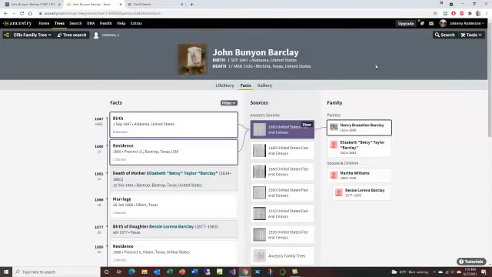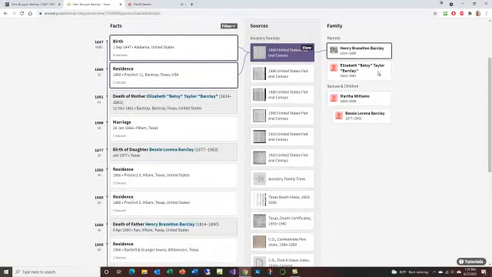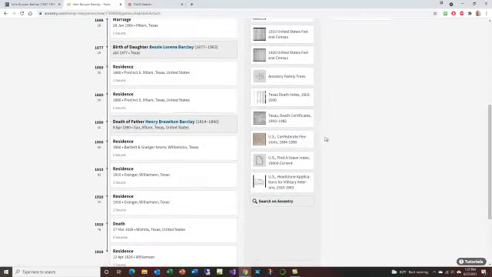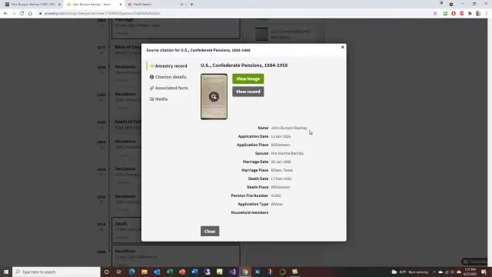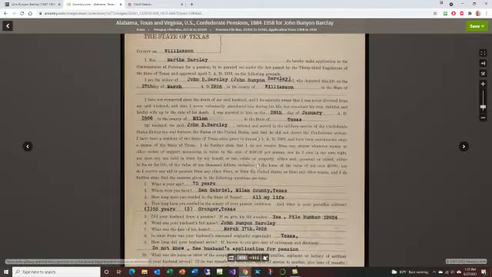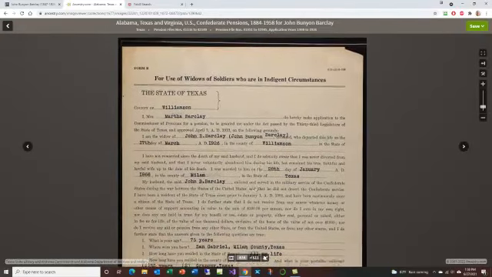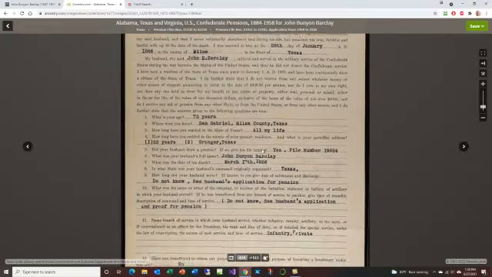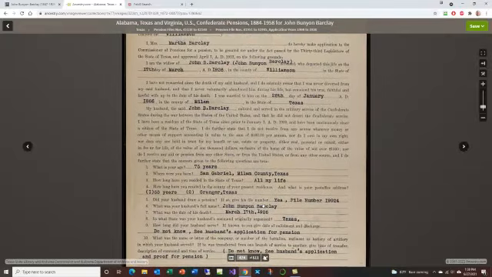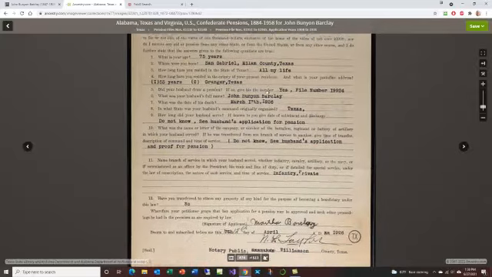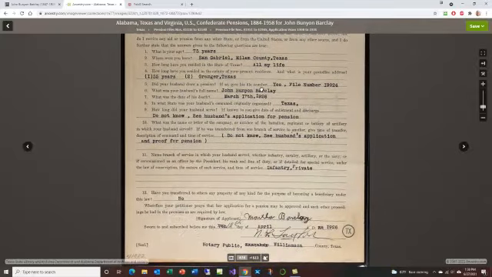So we know he was a Texas veteran, and so we'll look in the Fold3 Texas records. A little farther down, we'll see that there is a pension application for him. This was a widow's pension application, and his widow, Martha Barclay, knew that he was an infantry private, but that's about all she knew.